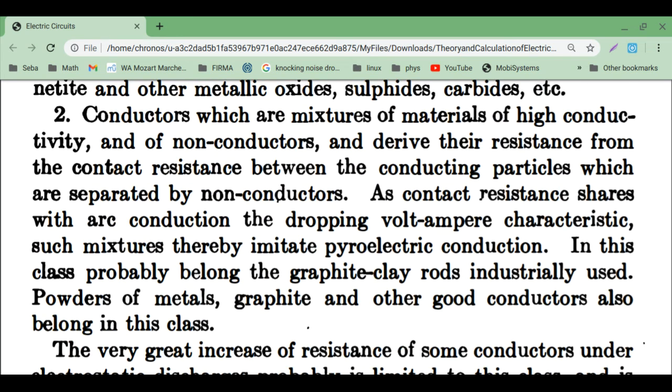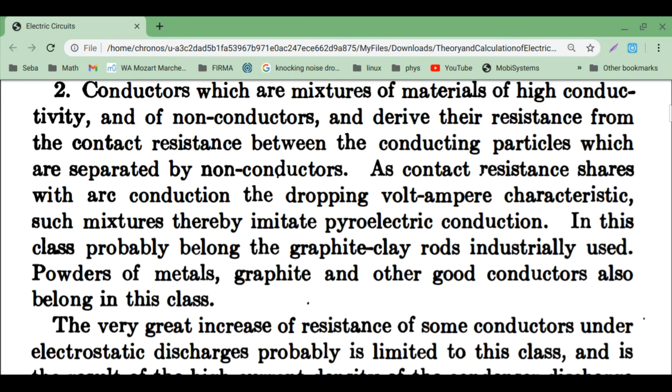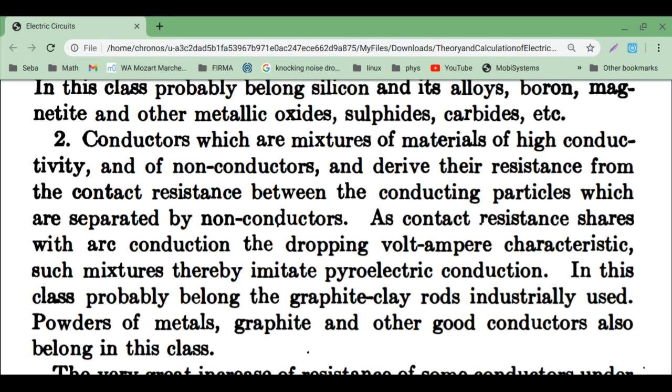Number two, conductors which are a mixture of materials of high conductivity and non-conductors, derive their resistance from the contact resistance between the conducting particles, which are separated by non-conductors.